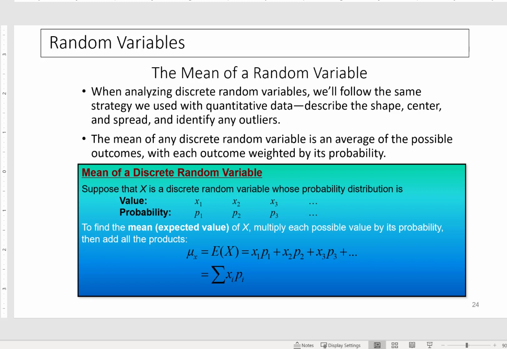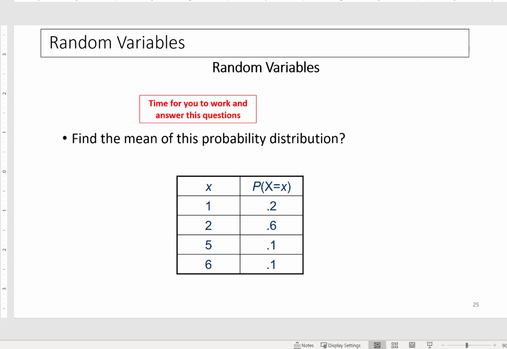Finding the mean of a discrete probability distribution. Well, we take the variable value times the probability that it occurs, and we do that for each of the different random variable values. And then we add up these products, and that would give us the mean, or the expected value of our discrete random variable. So now it's time for you to find the mean of this discrete probability distribution.